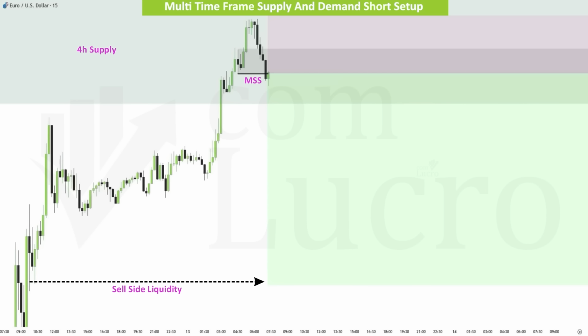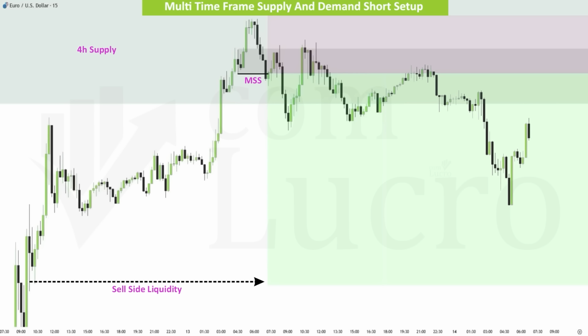The entry is placed at the lowest point of the breaker block, with the stop loss positioned a few pips above the higher high. The take profit is set at the sell-side liquidity below the recent swing low, which results in an approximate 4-to-1 risk-to-reward ratio. Now let us continue playing the chart and observe how the trade develops. As shown, the order was activated. After a short drawdown, price reversed direction, moved lower, and ultimately reached the take profit level, exactly as anticipated.